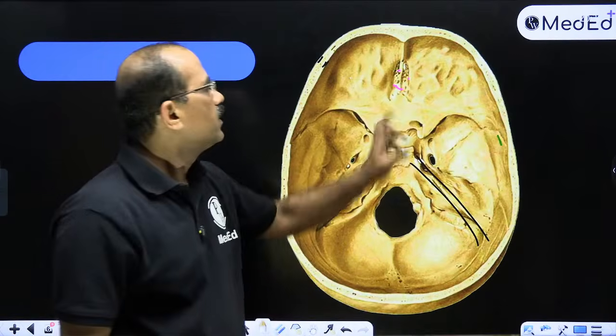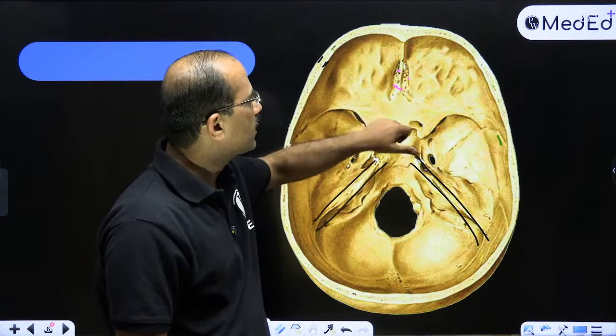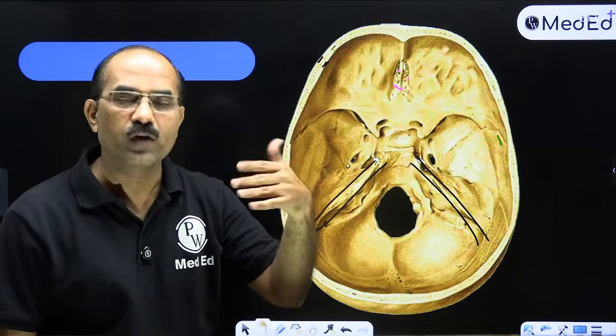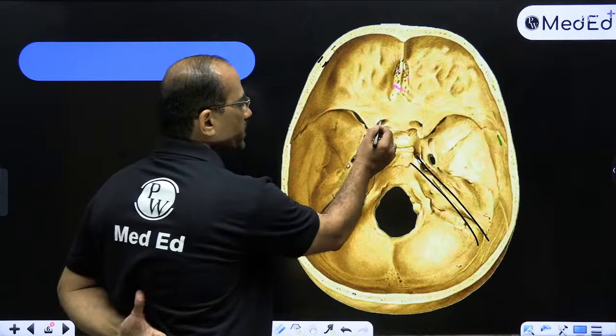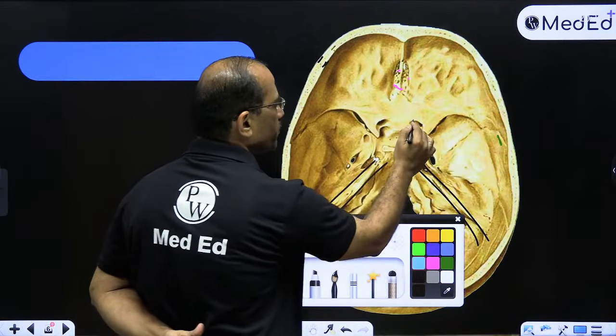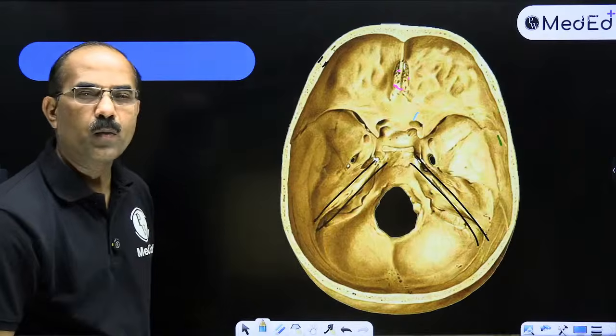That's it. Cribriform plate of ethmoid, Crista Galli, occipital crest. This is the orbital plate of frontal bone, and यहाँ पे you can see a foramen here. What is this foramen known as? This is the optic canal.